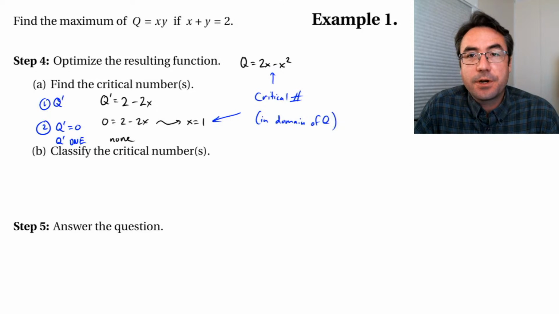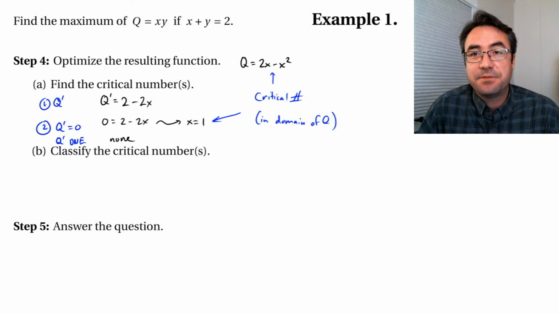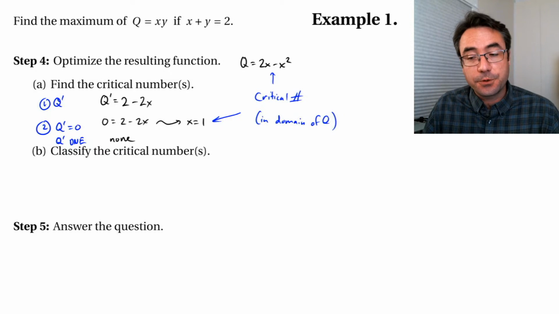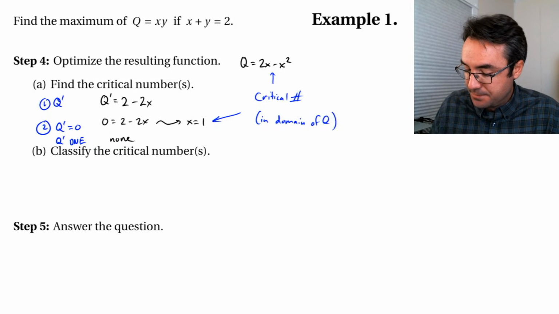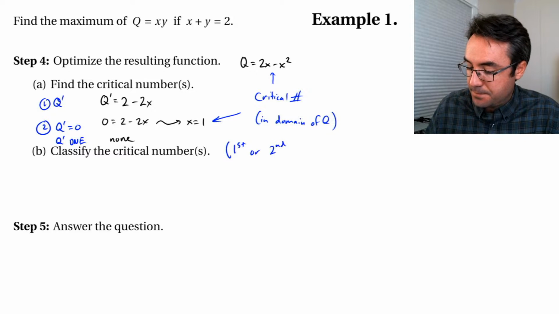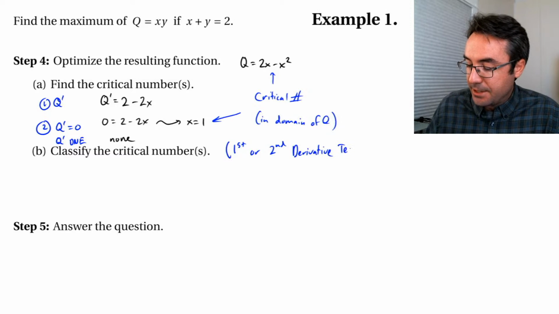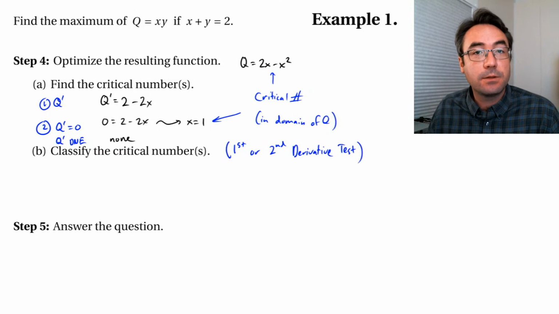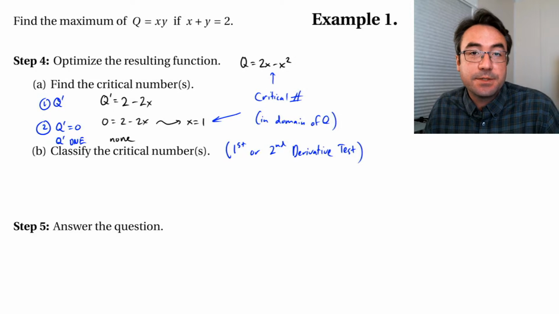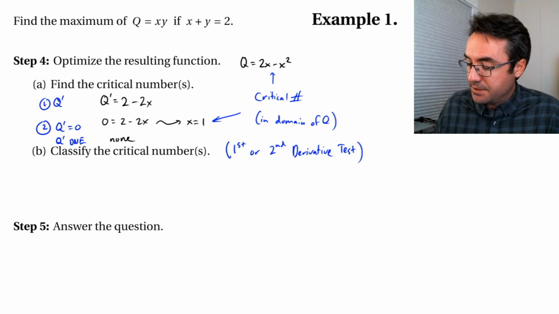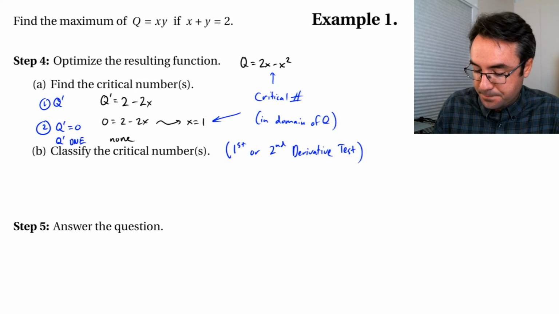All right, so we found our critical number. Now we want to classify it, and we have a choice: first derivative test or second derivative test. You can do either one. The first derivative test will always give you an answer. The second derivative test can sometimes be inconclusive, but it's usually a little bit quicker. So we're going to do our second derivative test and see what we get.